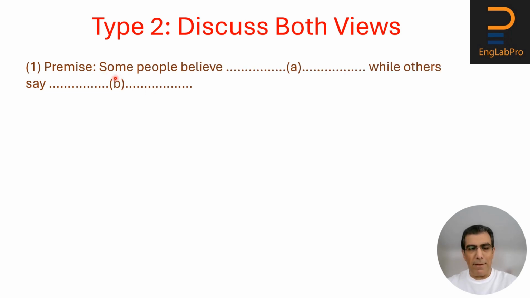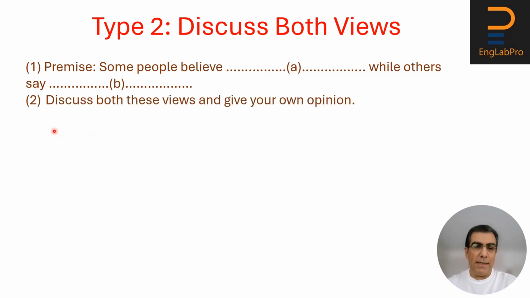Well, in the premise we have this. Some people believe A, an idea, while others say B, which is the opposite idea to A. So A and B are usually opposing views. And then the question asks, discuss both these views and give your own opinion.